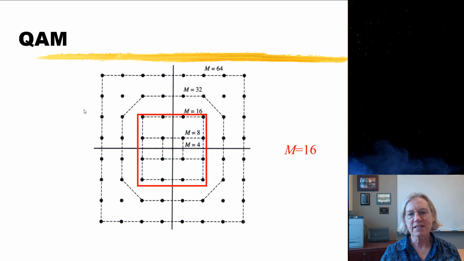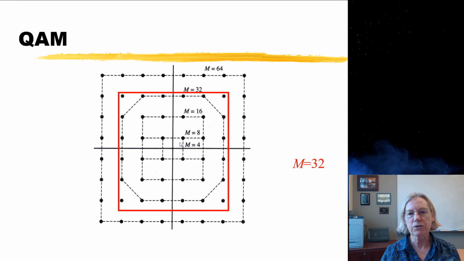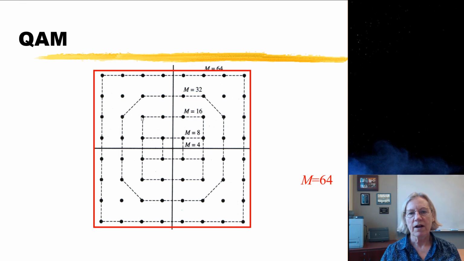And so you can see that these are sort of like plus and minus 1, plus and minus 3, then I'll go to plus and minus 5, plus and minus 7, etc. So there's always the same distance that I'm increasing. And I can go to 32, so all of these points interior here, or I could go to 64. So this would be a typical rectangular QAM, but we'll see other geometries when we look at QAM more closely.